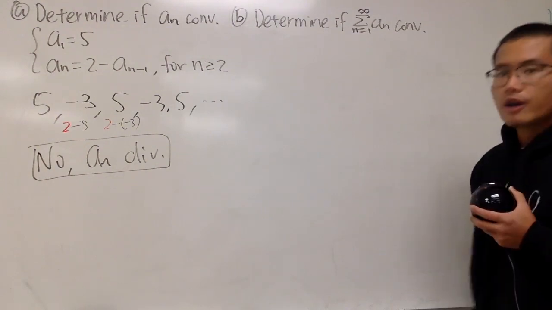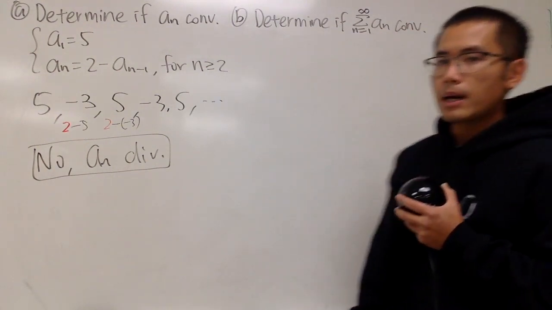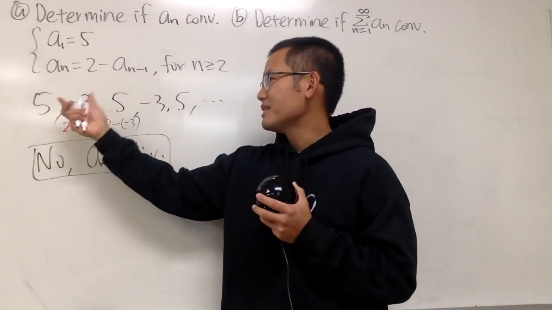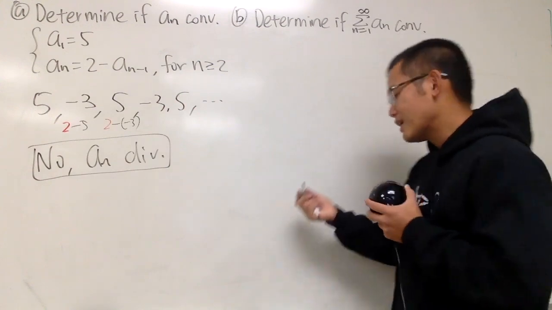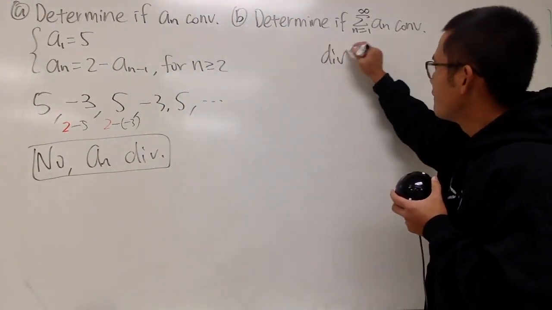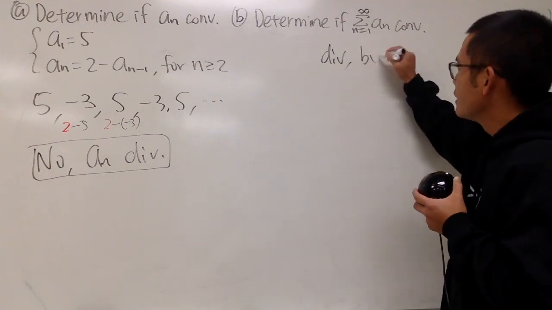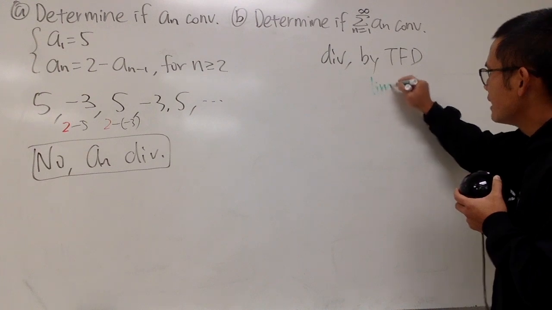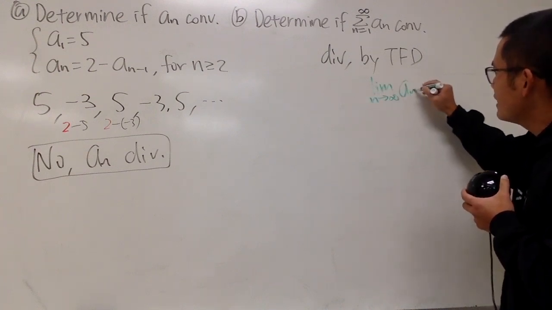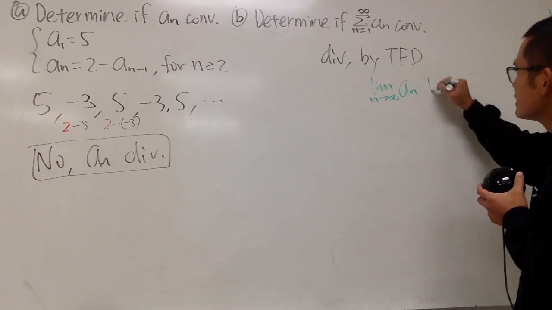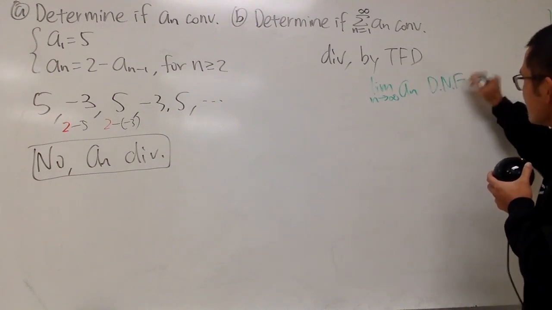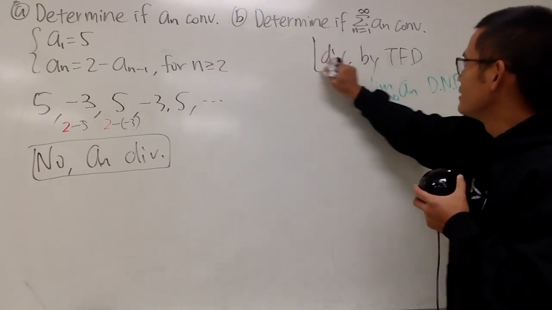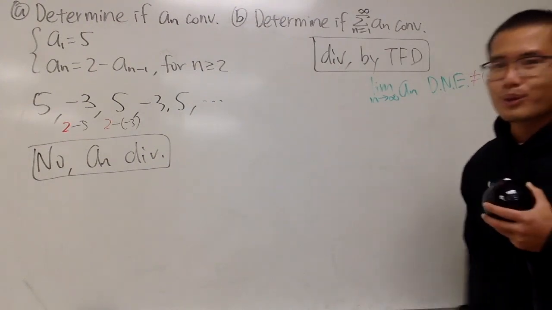Well, how about the sum if you just add them up? However you want to do it, but the proper way to say it is that this right here diverges by test for divergence. You can also just write it down, limit as n goes to infinity of an. This limit doesn't exist. And since it doesn't exist, of course, it's not the same as 0. So that's how you can write it out if you want to be slightly more specific. So anyway, just quick questions like this. Anyway, that's it.